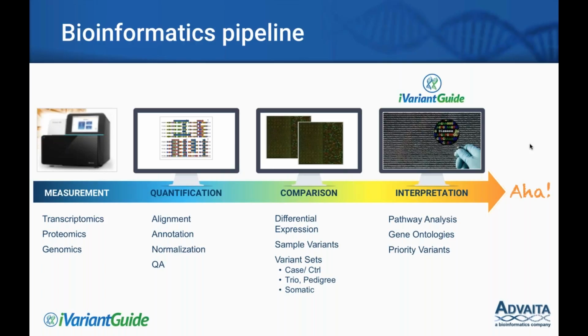Where we come in is at the very end of this pipeline, in the interpretation phase. So you take those variant sets in the form of a VCF file and upload them to iVariantGuide. And what we allow you to do is then annotate those variants with a wide array of domain knowledge and then prioritize them using dynamic filters so that you can find the variants that are most likely affecting the phenotypes you're interested in. We then allow you to go one step further and look at pathways, gene ontologies, and even related diseases.